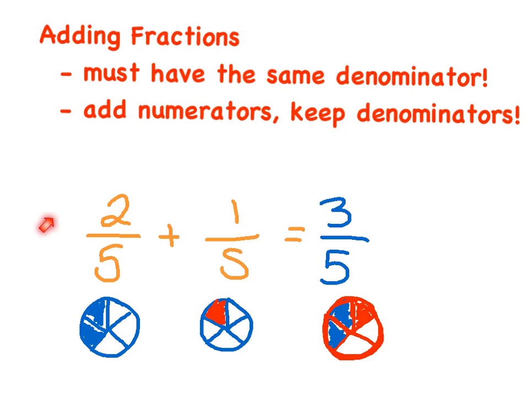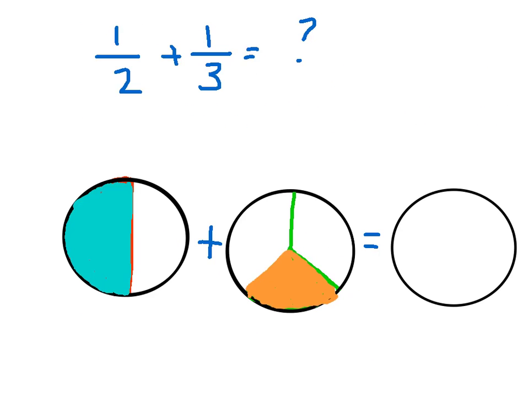So this is a fairly simple example of what happens once we get the same denominator, which is key when we're adding the fractions, because think about it in terms of the pieces of the pie. What happens if they're not the same? Well, let's take the model of the problem 1/2 plus 1/3.